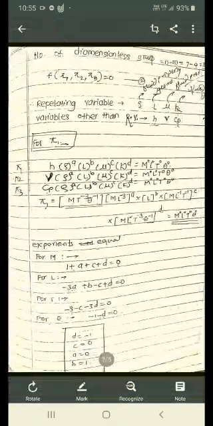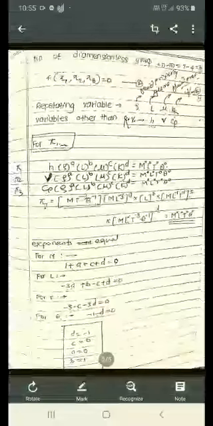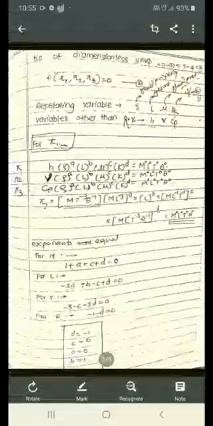We don't know the indices, so we assume them: rho raised to a, L raised to b, mu raised to c and k raised to d. We are going to equate this to M raised to 0, L raised to 0, t raised to 0 and theta raised to 0, as these are the fundamental units.